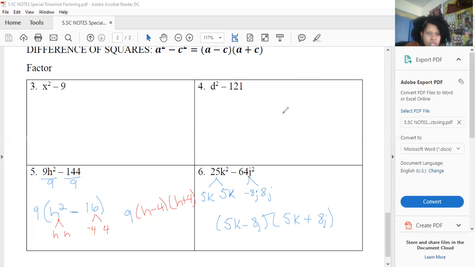Sorry for the few mistakes that I made in my explanations, but hopefully overall this helped us understand how to factor a perfect square trinomial and then how to factor a difference of perfect squares.